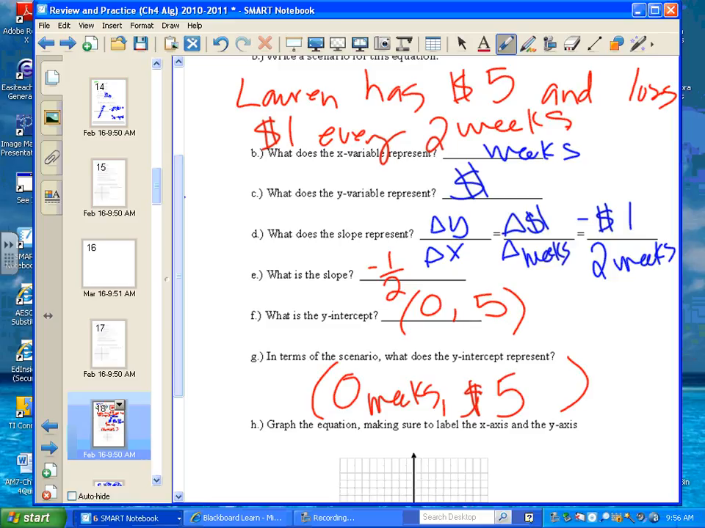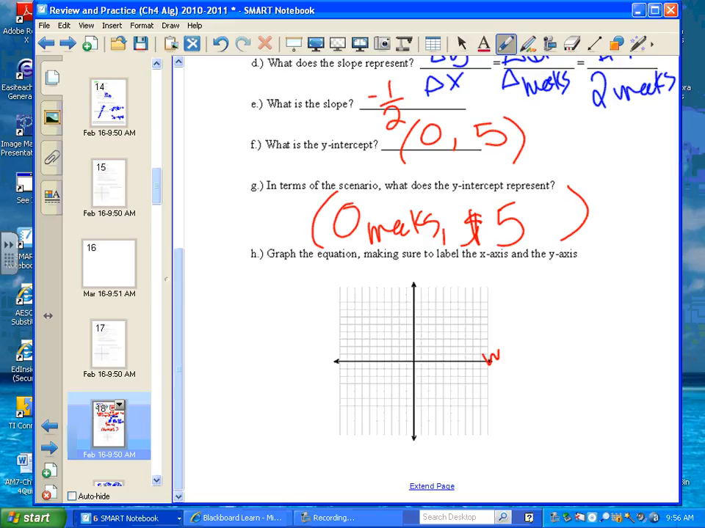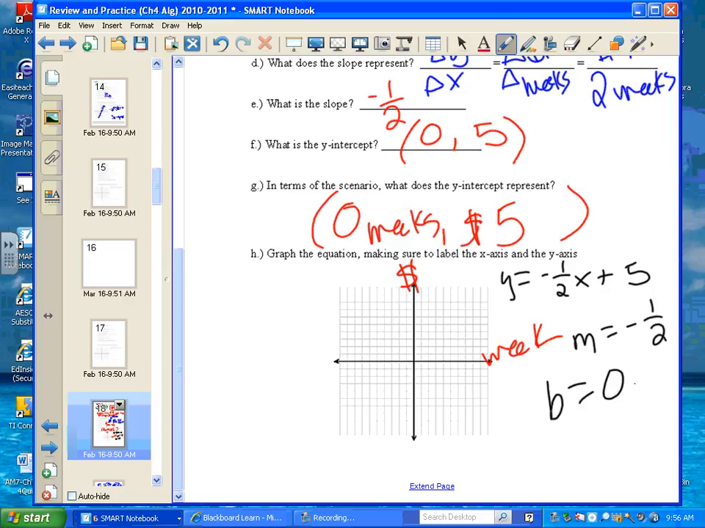Okay, let's graph. So let's label the graph first. X is week, Y is dollars. The equation here was Y equals negative 1/2 X plus 5. Tessa, where do we start when we're graphing? Good, 0, 5. So 1, 2, 3, 4, 5. Your starting point is at 0, 5.